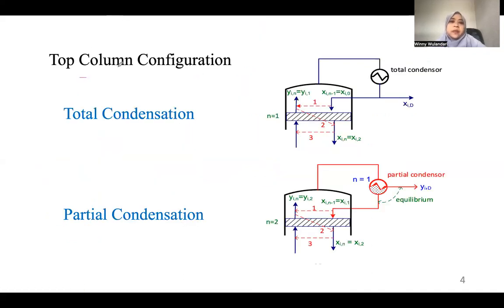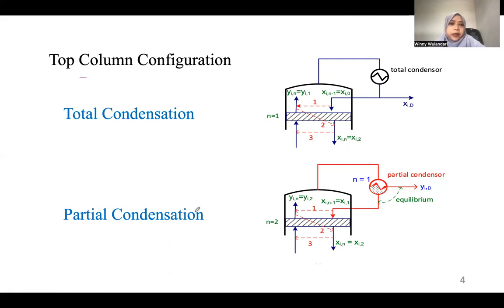Okay, so in the top column configuration, we have two types of condenser. The first one is the total condenser, where we assume that all of the vapor here is condensed into the liquid form. So that means the value of y1 would be equal to the x0 over here. So the stages will start in the first tray.